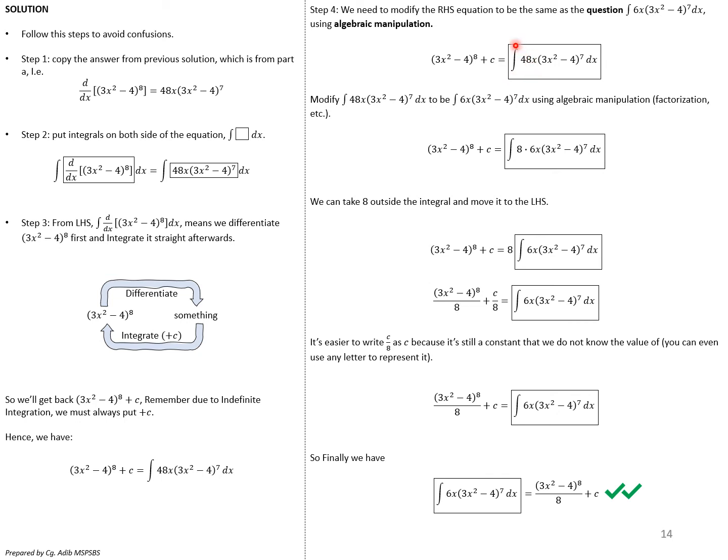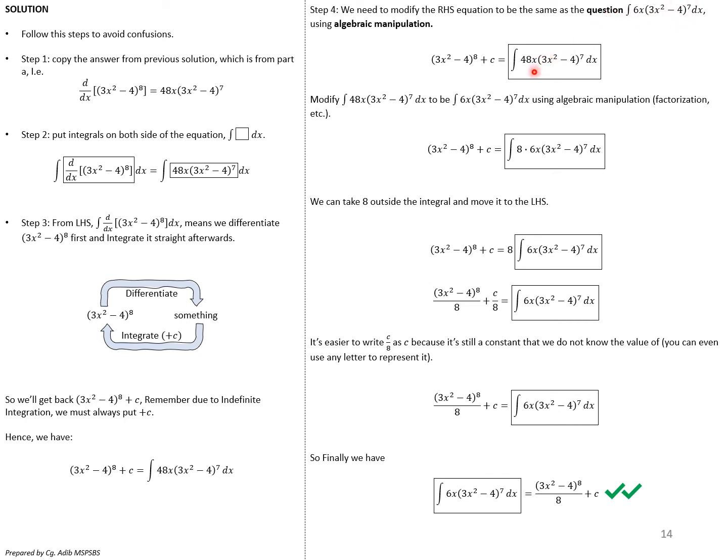Remember that this part is almost the same as the question that we want, which is integrate 6x bracket 3x squared minus 4 to the power of 7. You see, there are a lot of similarities here. The only difference is 48 and 6. So let's focus on the right hand side, and we're going to manipulate this, change this form so you can have this form.